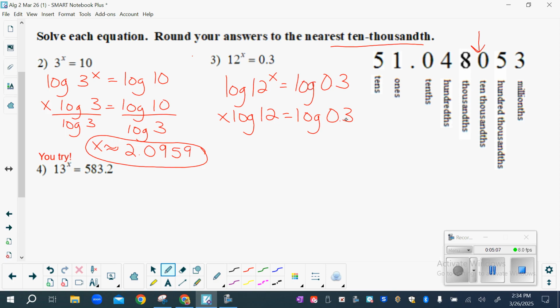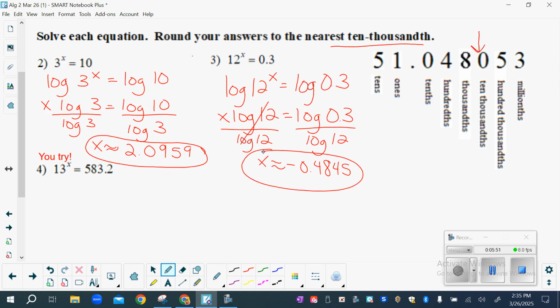And then my next step, tell me what to do next. Divide by log 12 on both sides. Yep. And then you get x by itself. And you get x is about, rounded to the nearest 10,000th, negative 0.4845.